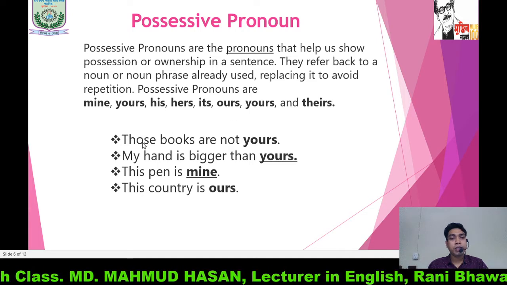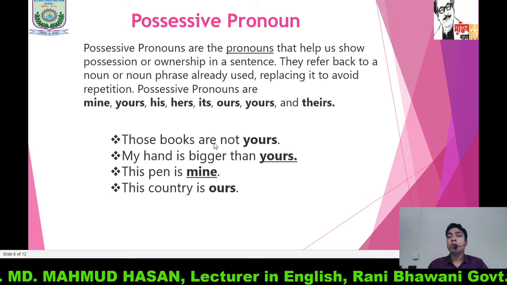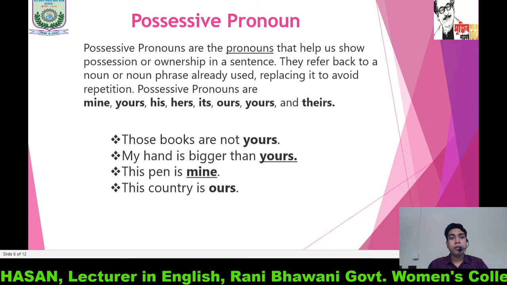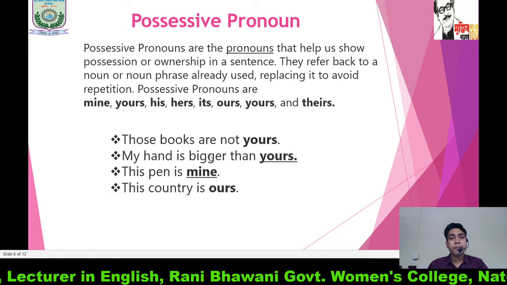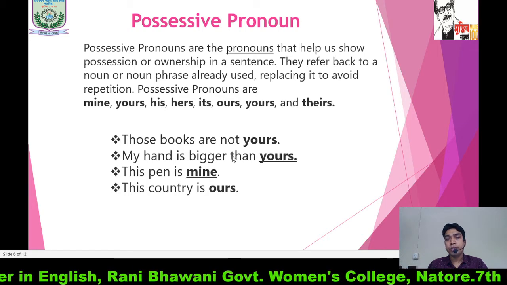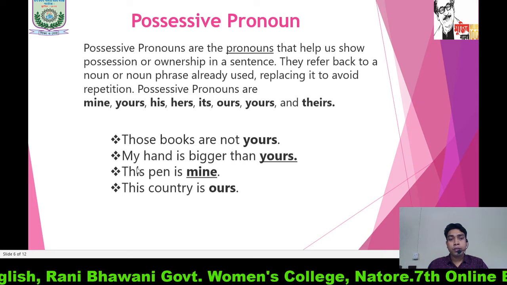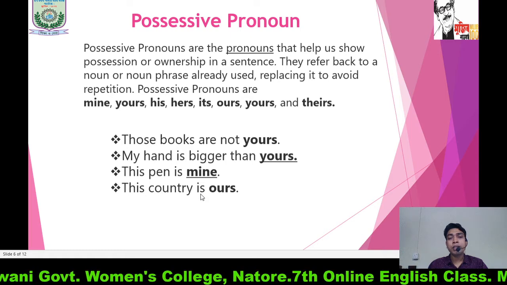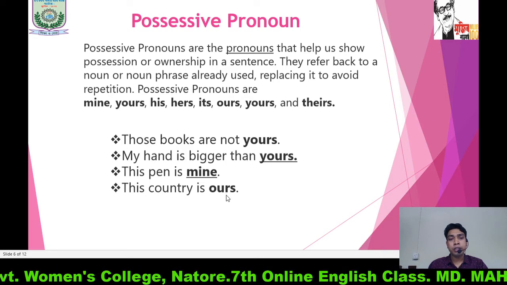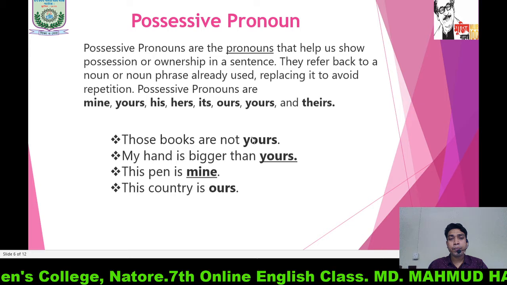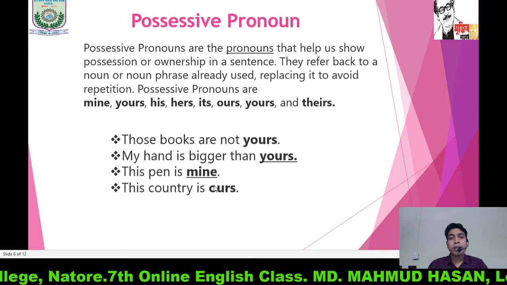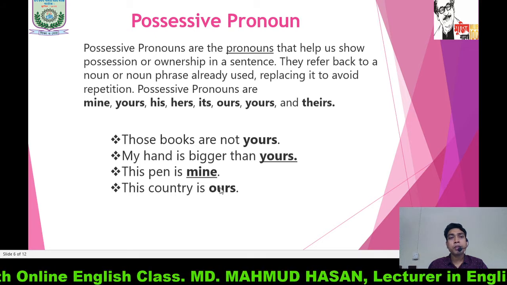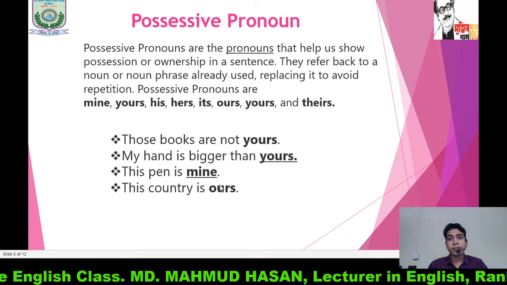Examples are given here. Those books are not yours. My hand is bigger than yours. This pen is mine. This country is ours. Here, yours, mine, ours, all are the examples of possessive pronouns.